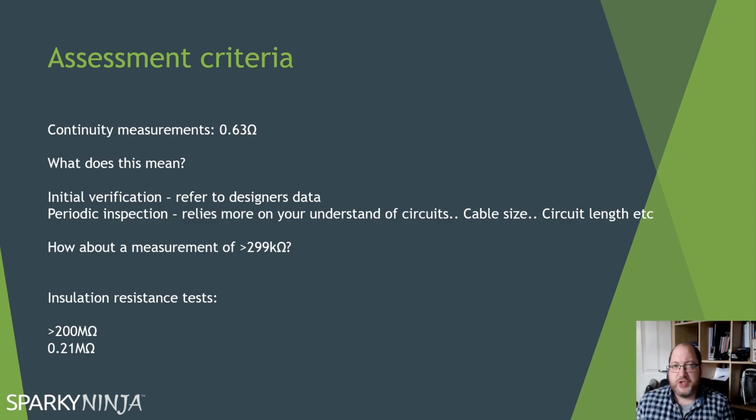So if you have 0.63, you've got to say to yourself, right, from an initial verification point of view, does this match the designer's predetermined value? Because the designers should give you some predetermined value, or you should have calculated it yourself. From a periodic inspection point of view, you've got to understand a bit yourself. What's the cable size, what's its length, does it make sense? If I had a cooker circuit, for example, that was within 20 meters, 0.63 is way too high.